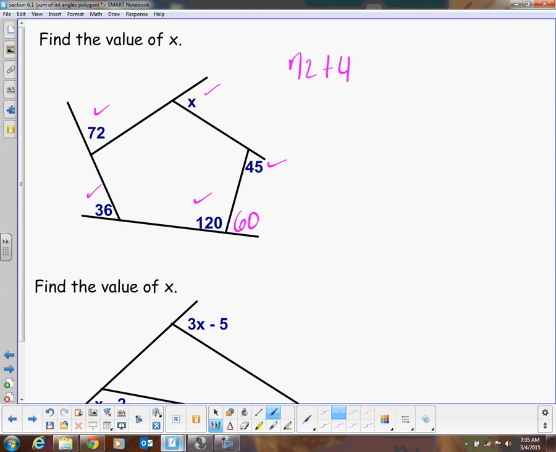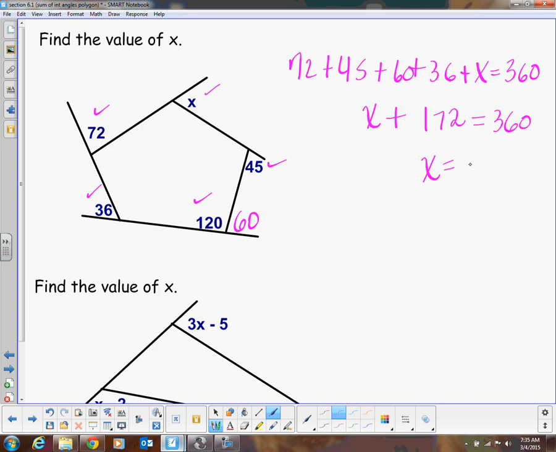72 plus 45 plus 60 plus 36 plus x. What is that supposed to equal? 360, because they're all outside angles. I need to know, what is the sum of all those angles? x plus what equals 360? 172? Mm-hmm. So what's 360 minus 172?